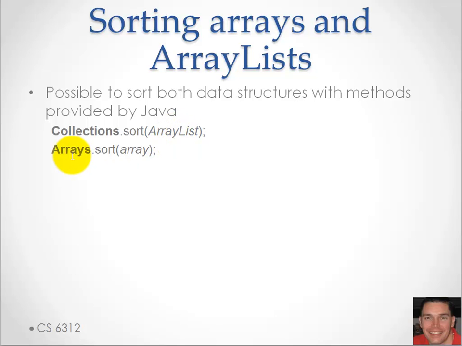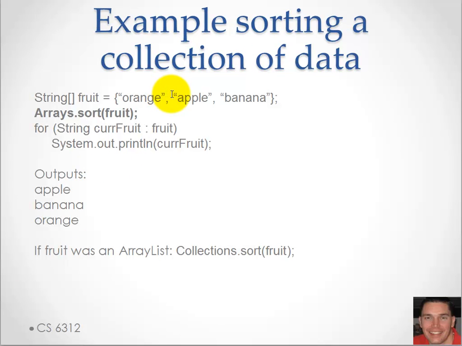If I have an actual array instead of an ArrayList, and we'll talk about arrays later in the class, I can call Arrays.sort and sort my array. An array is very similar to an ArrayList, and we'll get into the differences later on in this course. Here I've declared a string array, fruit, and it has orange, apple, banana in it. I can say Arrays.sort, it's going to sort my fruit array, and then I can go through and print that out in sorted order.